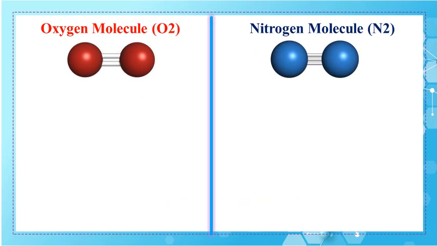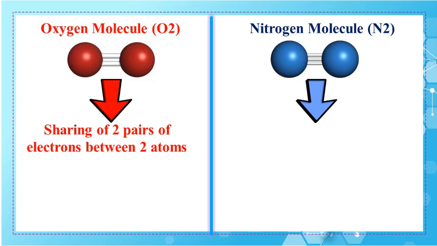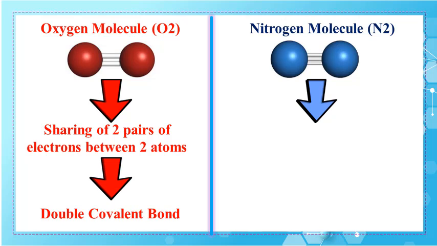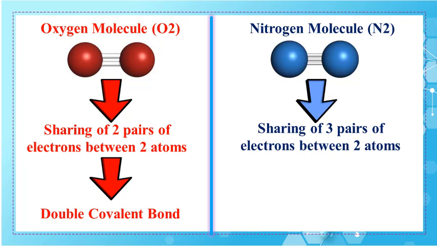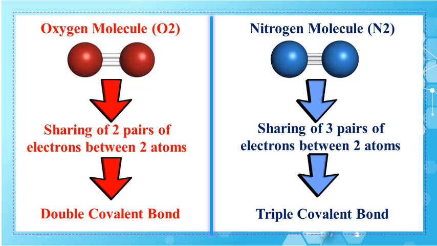To sum up, let us compare the types of bonds between the two oxygen atoms in the oxygen molecule O2 and between the two nitrogen atoms in the nitrogen molecule N2. In the oxygen molecule, there is sharing of 2 pairs of electrons between the two oxygen atoms, forming a double covalent bond. And in the nitrogen molecule, there is sharing of 3 pairs of electrons between the two nitrogen atoms, forming a triple covalent bond.